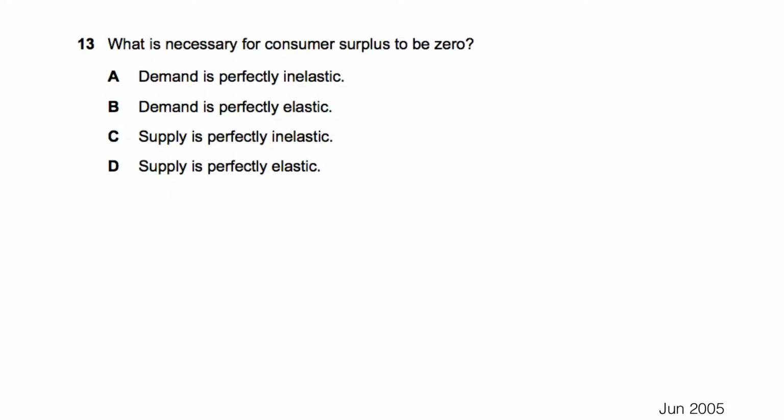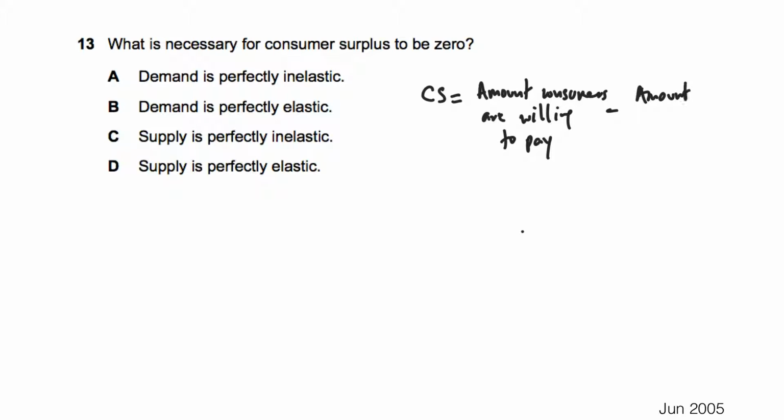This is June 2005, question number 13, and it says, what is necessary for consumer surplus to be zero? Now, what is consumer surplus? Consumer surplus is simply the amount consumers are willing to pay minus the amount they actually pay, right?